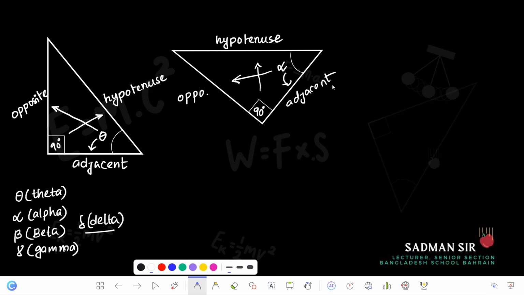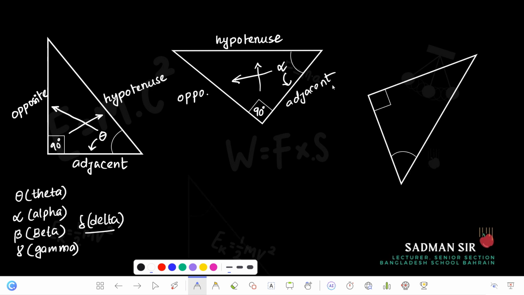Now let us check out another orientation, for example, this one. First thing first, we have to mark out the 90 degree angle, and then the side opposite to that one we will name hypotenuse. In short, I can write hypo. Then for the angle we are considering, let us say we represent it by beta. So opposite to beta is oppo, and the side next to beta is adjacent. Let me write in short adj.